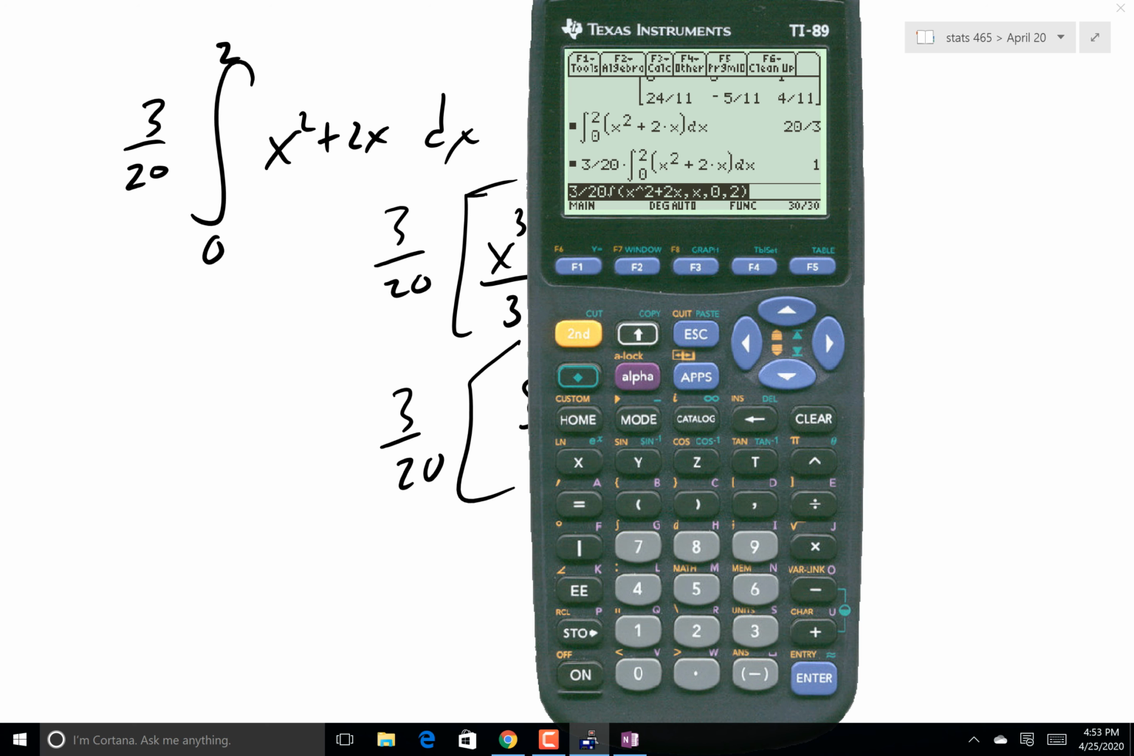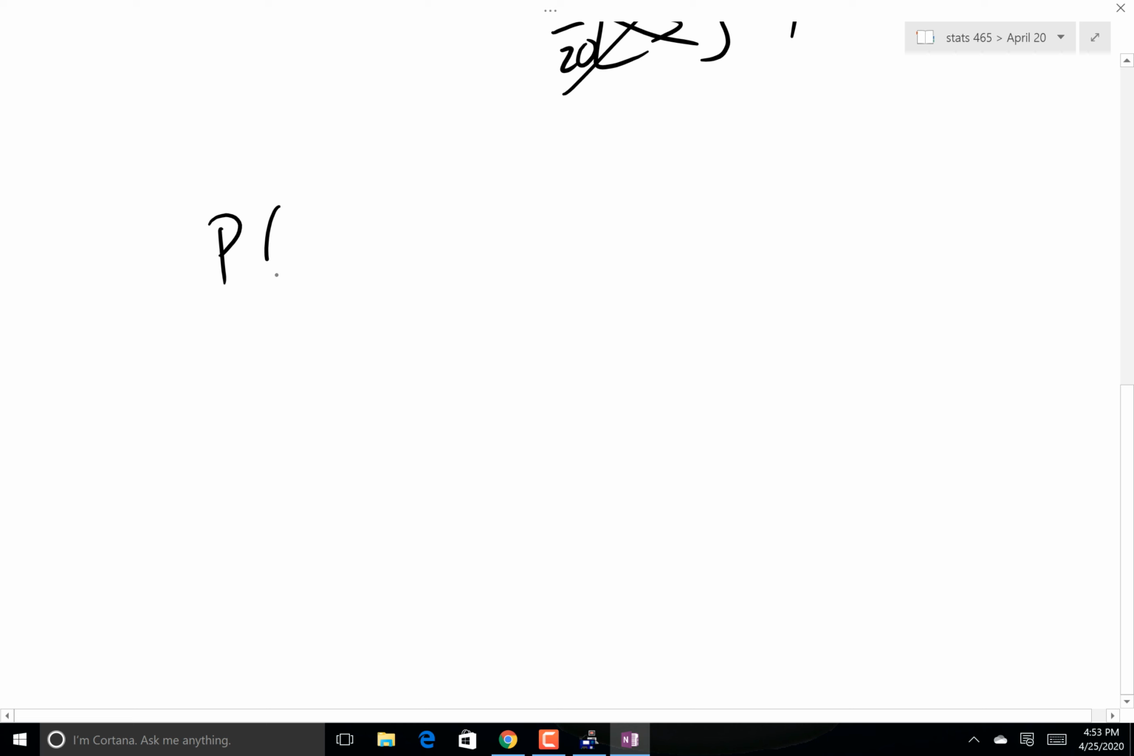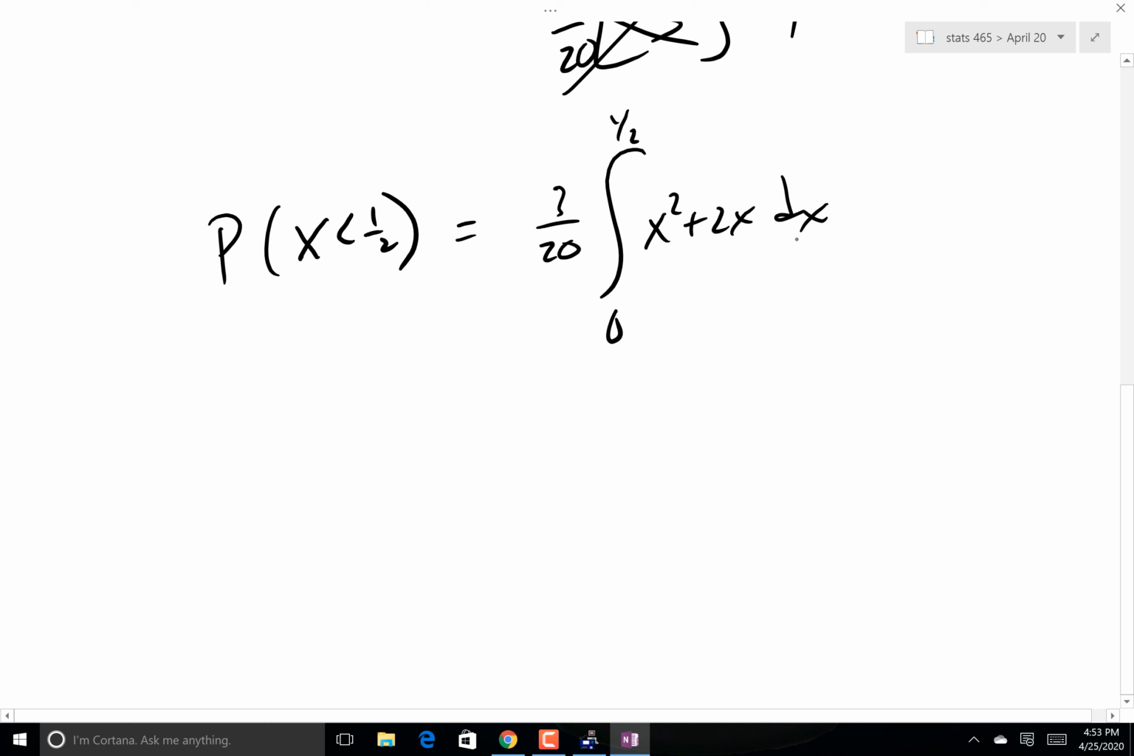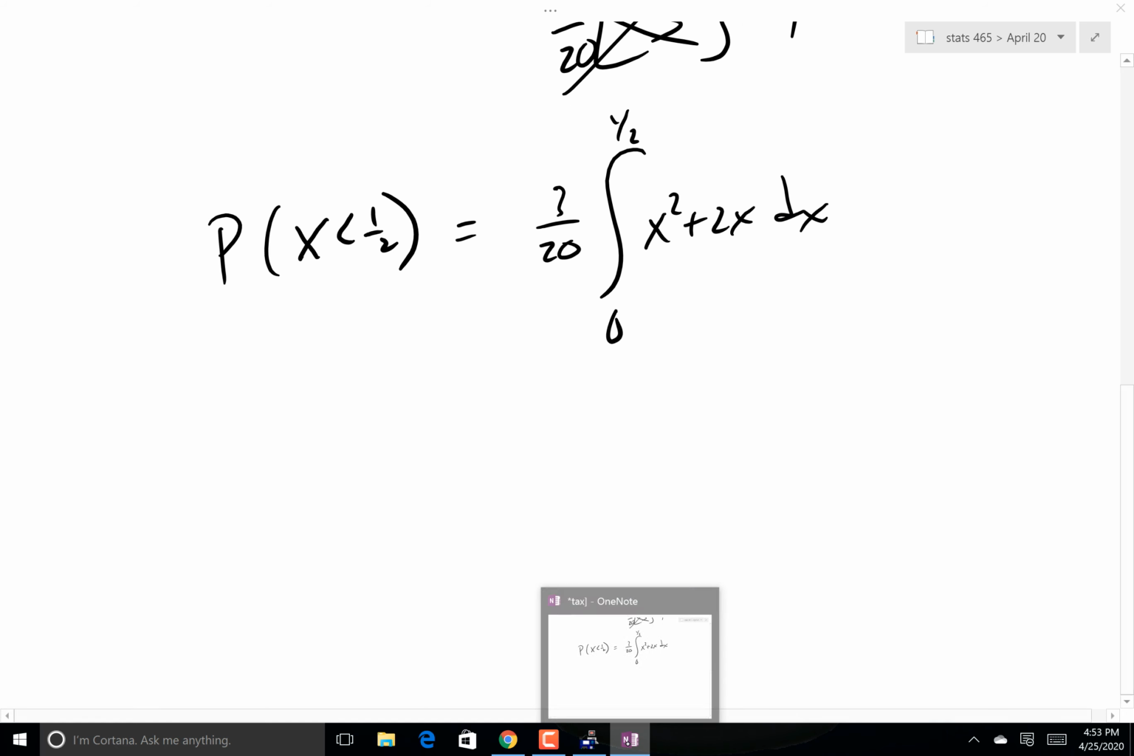So if I asked you, hey, what's the probability that x is less than a half? Well, you would take 3/20ths, integral from 0 to a half, of x squared plus 2x dx. And then, of course, you can just come in here and evaluate it. And that's it. So the answer was 7/160ths.